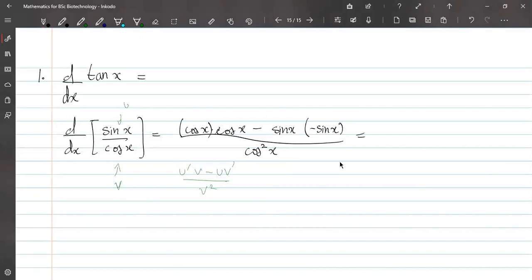But now this is cos square x plus sine square x divided by cos square x, which is 1 by cos square x, because cos square theta plus sine square theta is 1, basic identity. So this is 1 by cos square x, which means 1 by cos x the whole square. So that is secant square x. So this answer is secant square x.